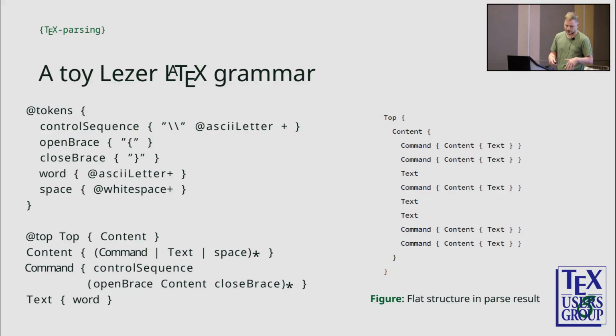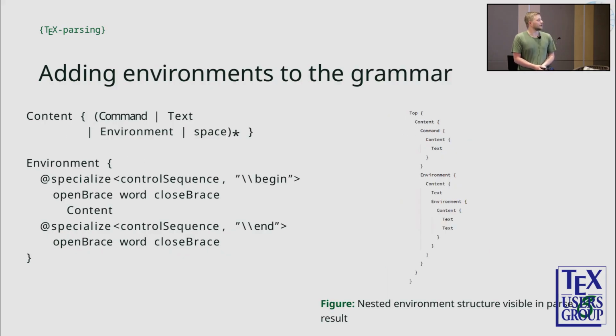So say that we want to understand the nested structure of environments. This is an example of such a special case that I mentioned we could add support for earlier. So say we want to support environments, so now content can be commands, text, environments, or spaces. And what's an environment? Well, that's a special control sequence, begin, followed by the name of that environment, has some content inside, and has an end control sequence. And it's quite clear here that there is a recursive definition. So environments contain content, which can be environments, which contain content.